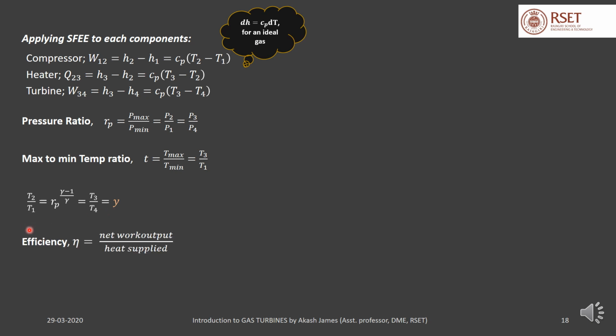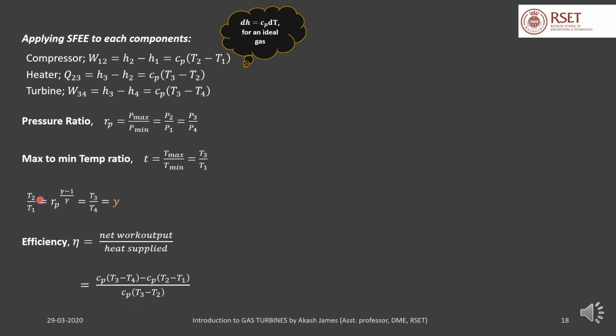The thermal efficiency of a heat engine is defined as the net work output per unit heat supplied. The net work output in this case is the turbine work output minus the compressor work input. The turbine work output per unit mass, the compressor work input per unit mass, and the heat input are all derived by using the steady flow energy equation. Now, if you substitute these terms in the equation for efficiency, you get this.